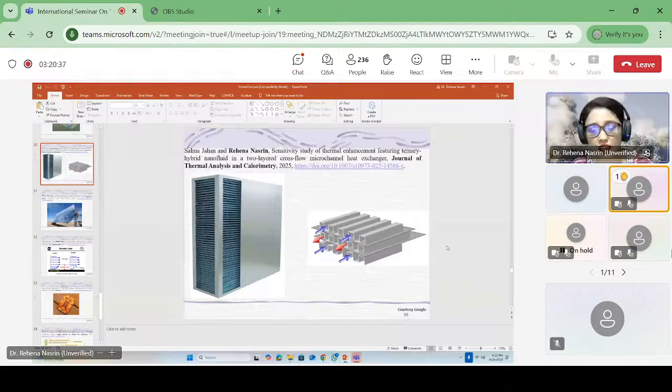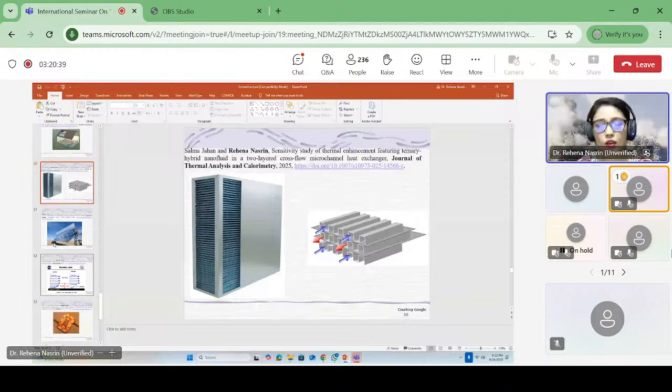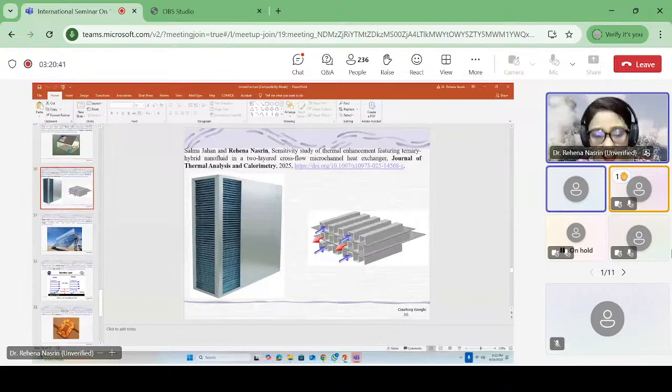Actually, I am showing here various types of research that we have conducted. No doubt it is quite interesting, ma'am. Actually, this is very rare information. They may not have it. It is very useful information, ma'am. Please carry on, ma'am. Okay, thank you.